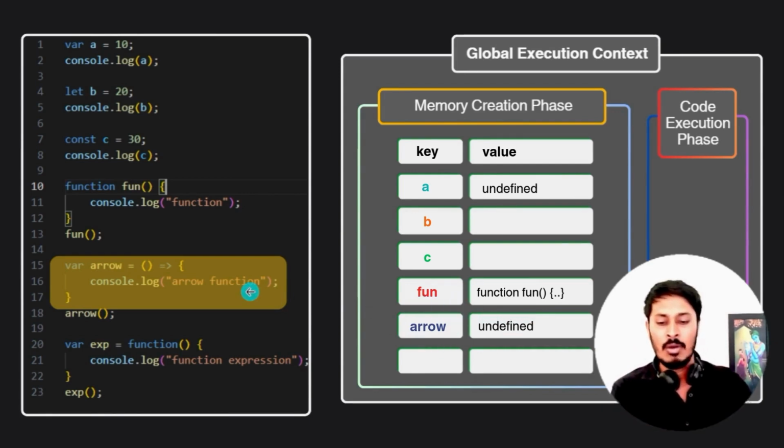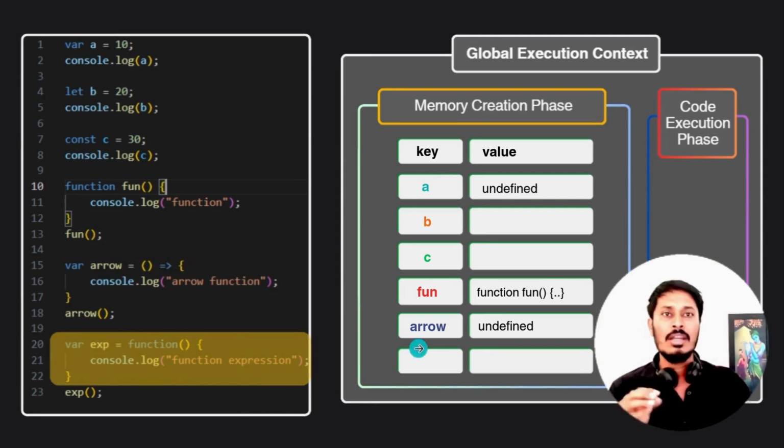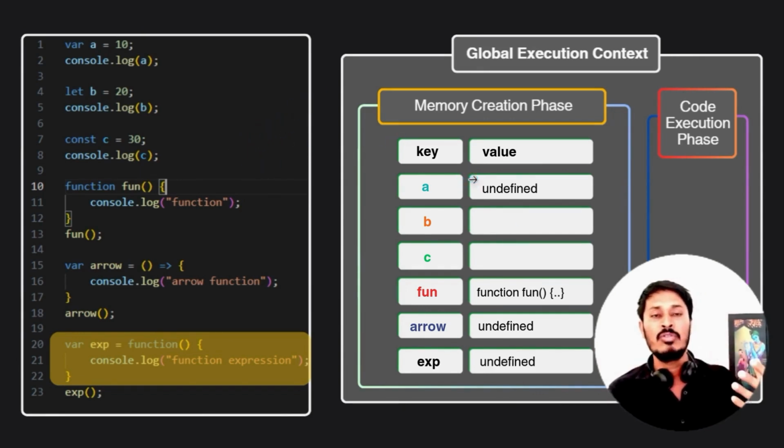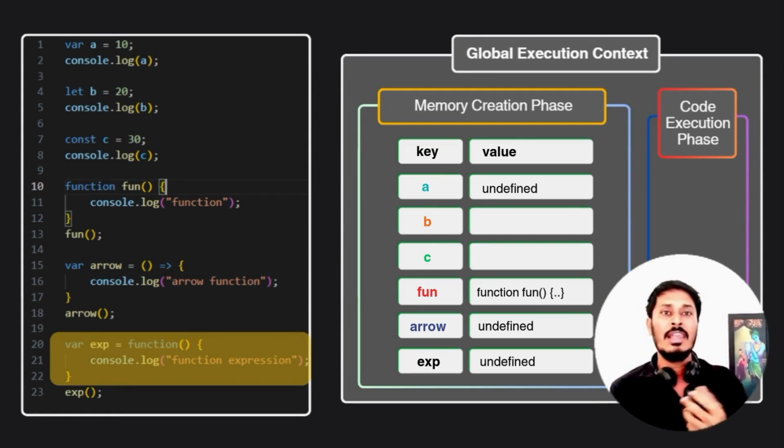And then we have a function expression. JavaScript treats it as a variable in the memory creation phase. So memory will be created for this variable expression, and initially it will store the value as undefined. This is all about the memory creation phase. The memory is created for all the variables and functions, and now we can access those variables in the code. And that is what hoisting is. We are creating the memory for all the variables and functions even before executing a single line of code.